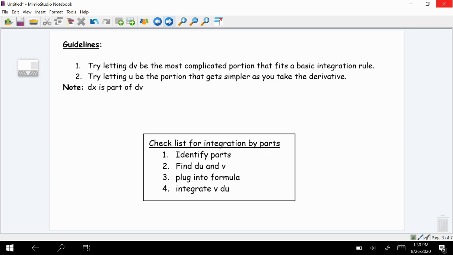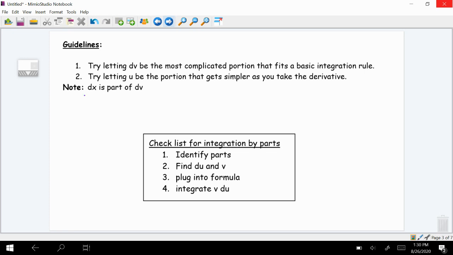Basic guidelines is you often want your dv piece to be the most complicated piece that you know how to integrate. So something like a trig can be a complicated piece, but if you know the integral of trig, then you can work with it. And then your u should be something that the more you derive it, the easier you get. Often your u is x's, because the more I derive like x cubed, for example, it becomes 3x squared, and then it becomes 6x, and it gets simpler the more you derive.